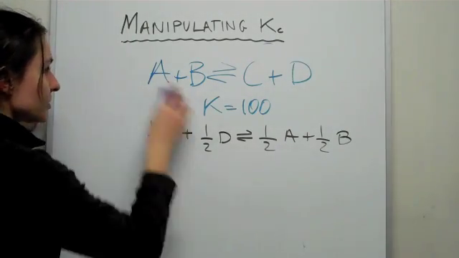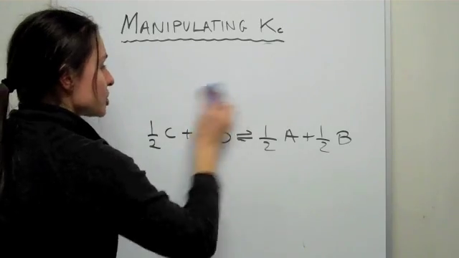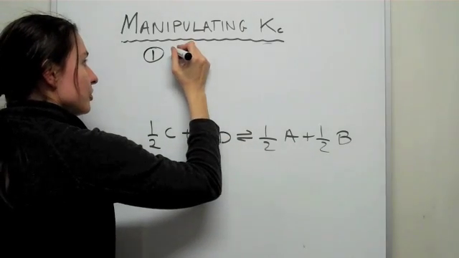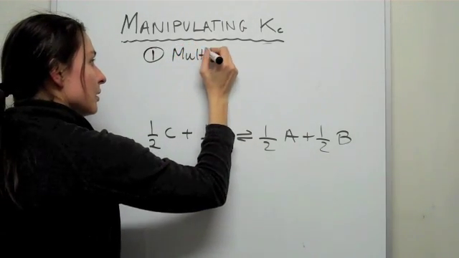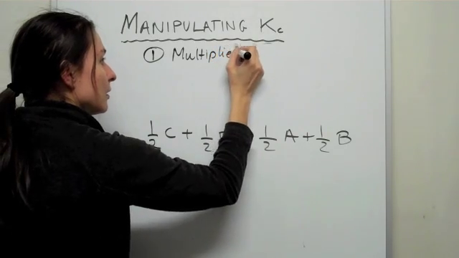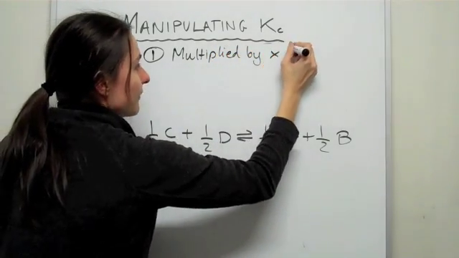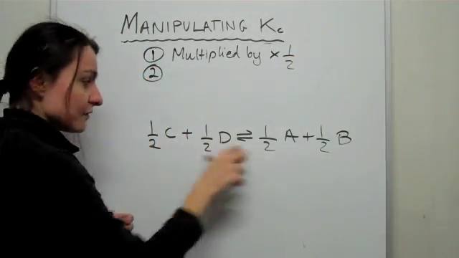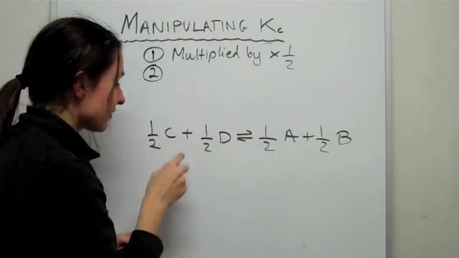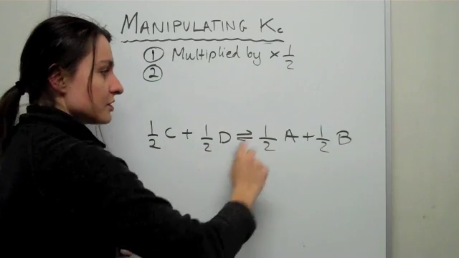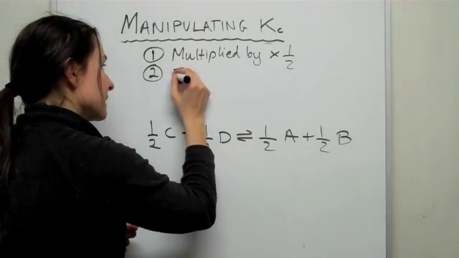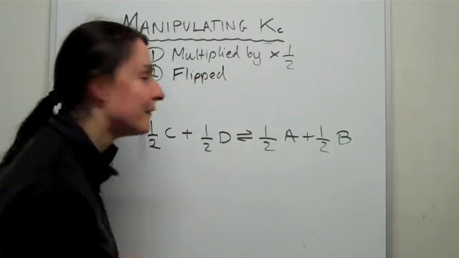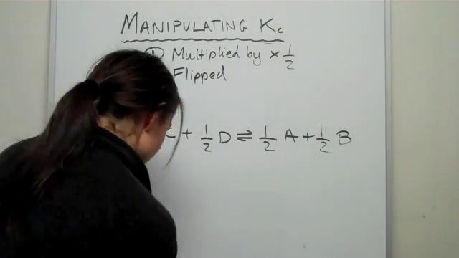The first change is that it gets multiplied by a factor of half. The second change is that it has been flipped around. If I had left it, A plus B should have converted into C plus D, but it's been flipped. So essentially you have two in one. You can have double the fun.